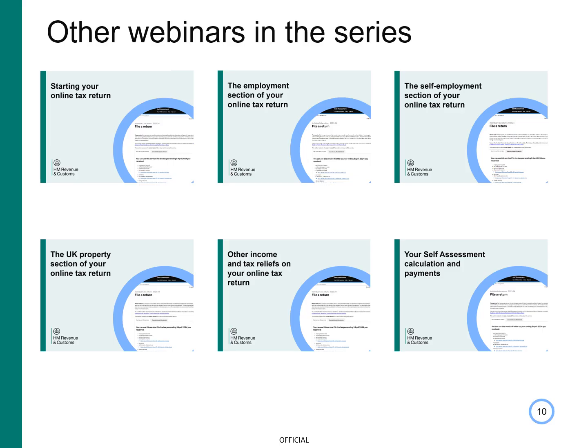Before we start today's webinar, I'll just mention our other webinars in the series that will help you with your self-assessment tax return. They are starting your online tax return, the employment section of your online tax return, the self-employment section of your online tax return, the UK property section of your online tax return, other income and tax reliefs on your online tax return, and your self-assessment calculation and payment. You can join these live webinars where you can ask questions or watch a recording of the webinar, which you'll find on our help and support pages after it's been delivered live.